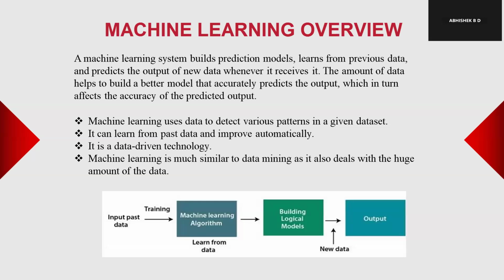Machine learning overview. A machine learning system builds predictive models by learning from data and predicting the output for new data. Whenever it receives more data, it helps build better models to predict the output, which in turn affects the accuracy of the predicted output.